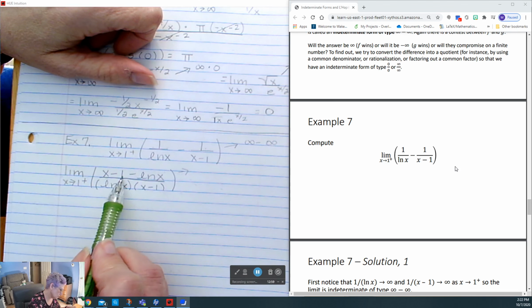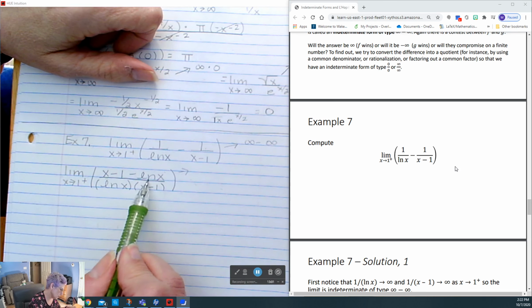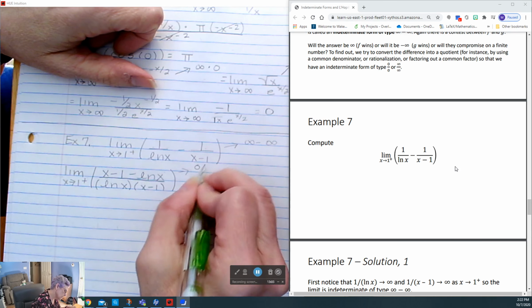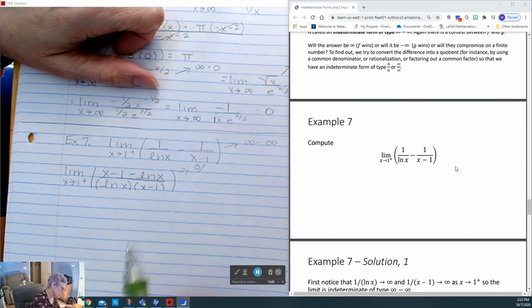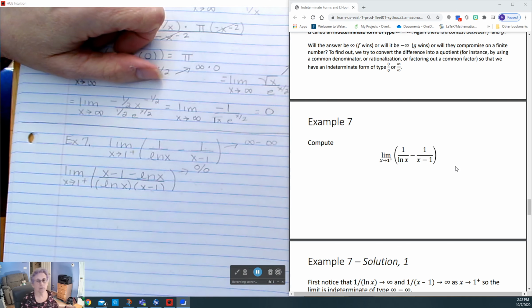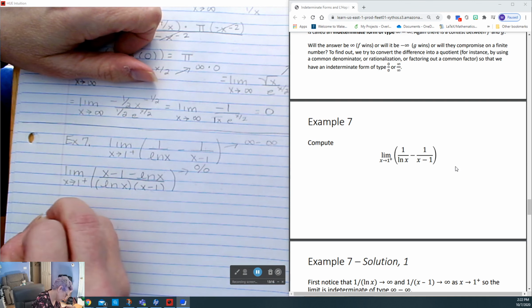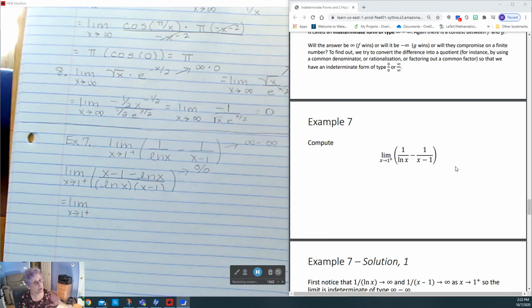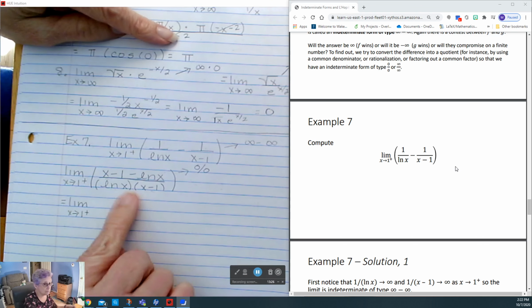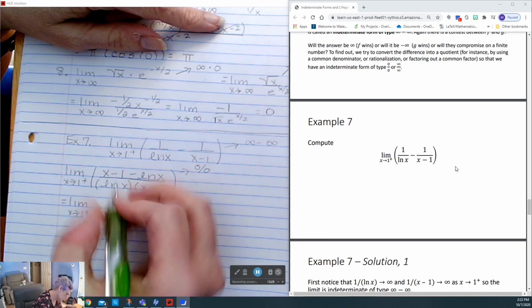I get 1 minus 1 minus the natural log of 1, which is a big fat 0, divided by natural log of x, which is 0, times 1 minus 1, which is big fat 0. So we're L'Hopital ready. Don't have to use the quotient rule. We take the derivative of the numerator and derivative of the denominator, but we do have to use the product rule if necessary.